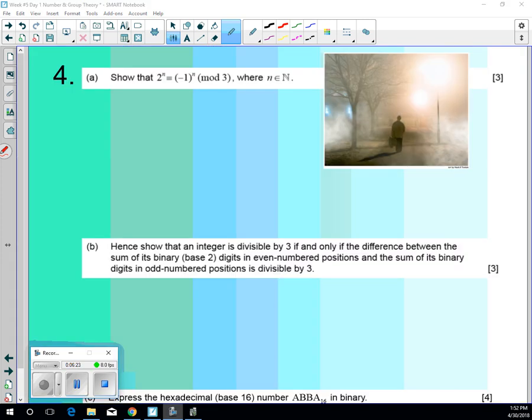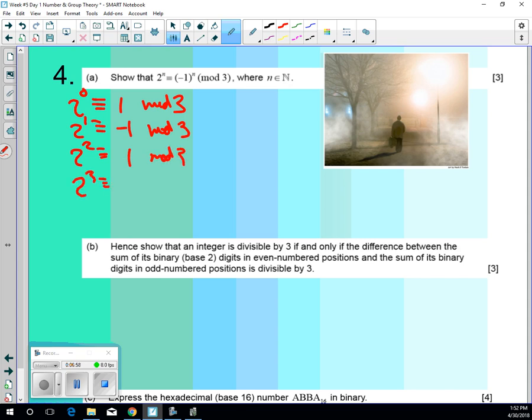All right, last one. Show that 2 to the n is congruent to negative 1 to the n mod 3. So what I did is I took powers of 2. What's 2 to the 0 congruent to? 1 mod 3, right? How about 2 to the first? What's that congruent to? 2 mod 3. We could also call it what mod 3? Negative 1. And I'm going to do that. It's kind of neat. 2 to the 2 is congruent to 1 mod 3. 2 to the third, negative 1 mod 3. So do you see a little pattern here?